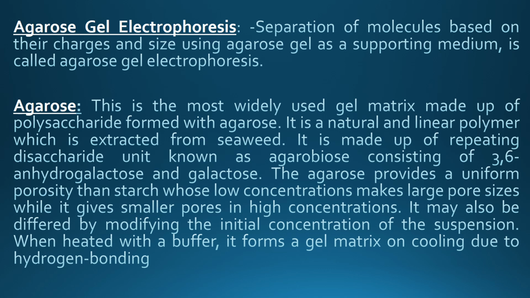anhydrogalactose and galactose. The agarose provides a more uniform porosity than starch, whose low concentrations make large pore sizes while it gives smaller pores in high concentrations. It may also be varied by modifying the initial concentration of the suspension. When heated with a buffer, it forms a gel matrix on cooling due to hydrogen bonding.